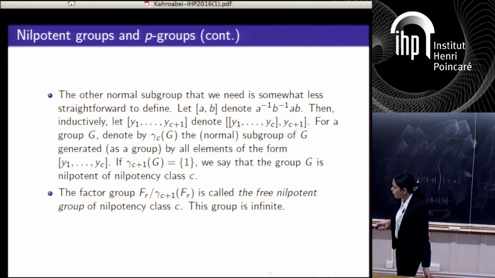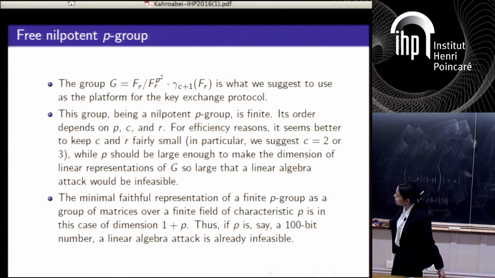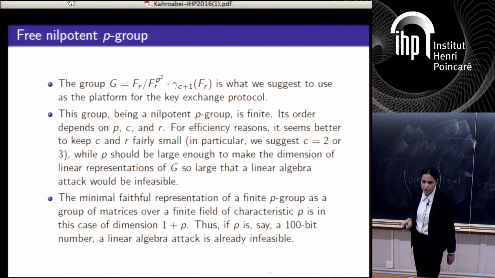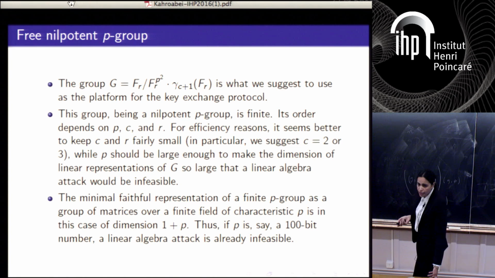However, this is infinite. But the one that we want to propose is going to be finite. So it's G, which is this group, the free nilpotent p-group. So it's finite, and the order depends on p, the class of nilpotency, and R. For efficiency reasons, we keep c and R fairly small, say nilpotent of class 2 or 3. However, we pick p to be large enough to make the dimension of the linear representation of G so large that a linear algebra attack doesn't work. In this case, this dimension is basically 1 plus p. So if you take p to be, say, 100 bits, then the linear algebra attack is infeasible.